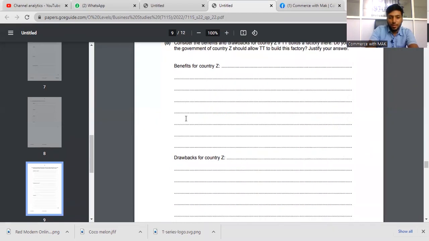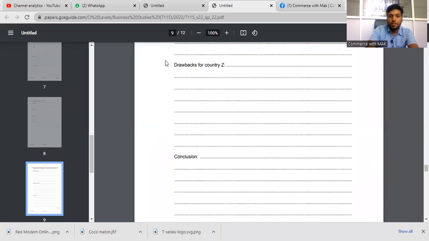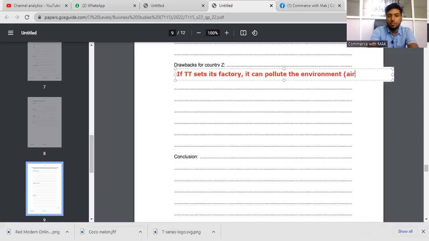Drawbacks and the conclusion. So I'll write here, if TD sets up its factory, it can pollute the environment. A factory can pollute the environment through air pollution, or also can say water pollution. Example, okay.